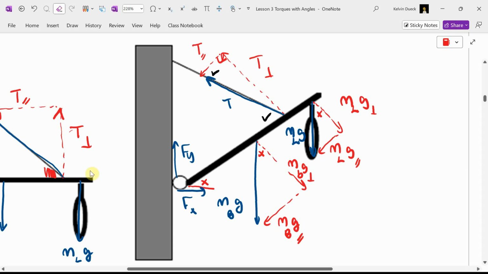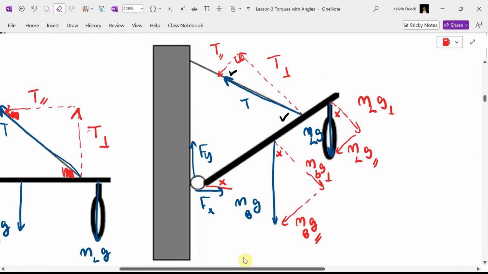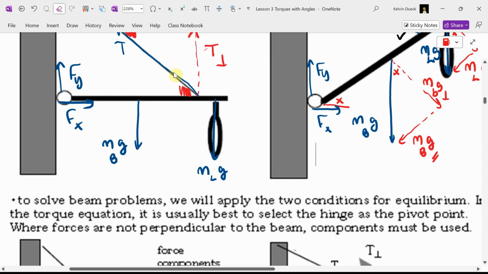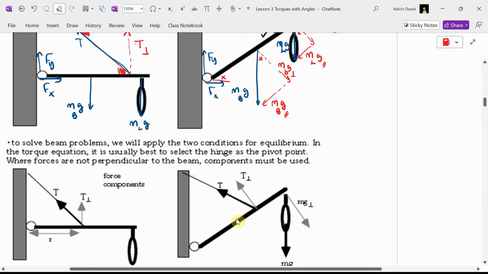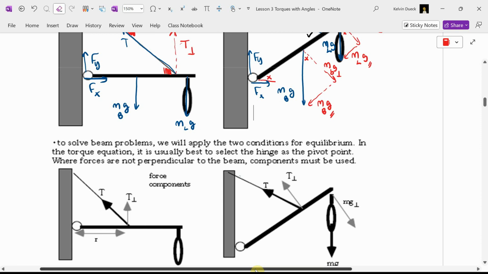Let's do one together of this first type where the beam is horizontal. That's where I'm going to hit pause. So I said to solve beam problems, we are going to apply the two conditions for equilibrium, which means the forces equal zero, all the forces up equal all the forces down, all the forces left equal all the forces right, and the sum of the clockwise torques has to equal the sum of the counterclockwise torques. If there's a beam, I tend to start with torques, and I tend to put the pivot where the two unknown wall forces are, because that means they exert no torque.